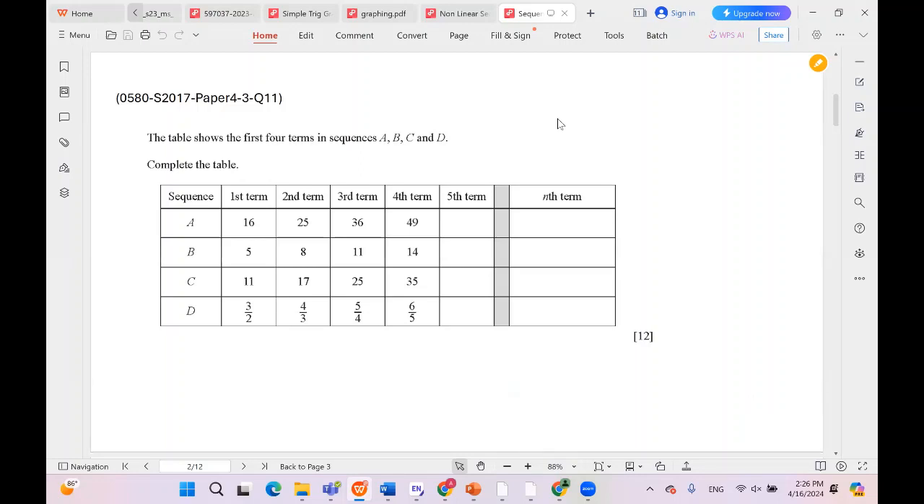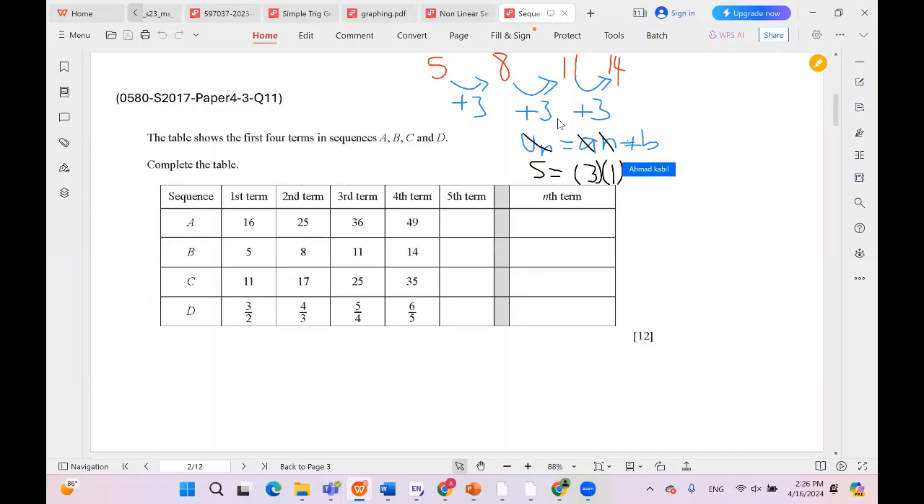And now we can move on to sequence B. Now in sequence B, we have 5, 8, 11, 14. So let's write these down. 5, 8, 11, and 14. Now, if we start with the differences, we get plus 3, and plus 3. So here, this is a linear sequence because the difference is common at the first layer. So we write un equals an plus b. And un equals 5, a equals 3, n is 1. And we want to get b, so 5 minus 3, so b is equal to 2.